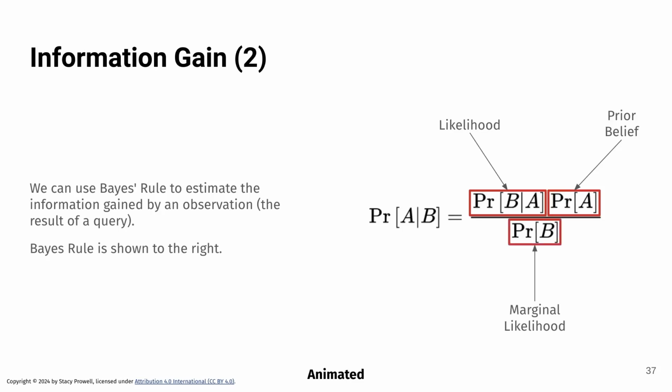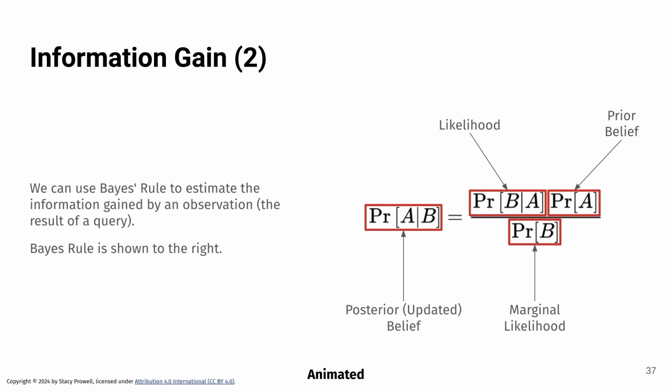And then we divide the whole thing to normalize it by our marginal likelihood. What do we think the total probability of observing the evidence B is? And that gives us our posterior, or updated probability. This is how we update the belief, right? And so this is the probability of A given the observed evidence B.